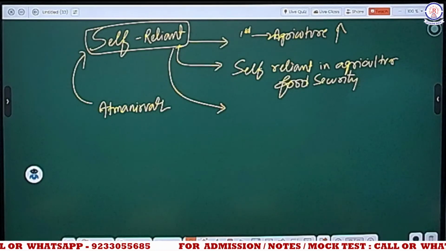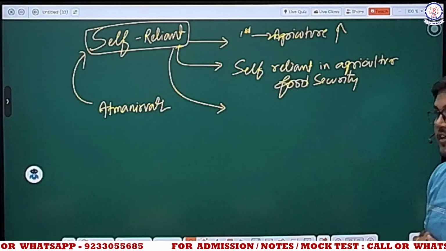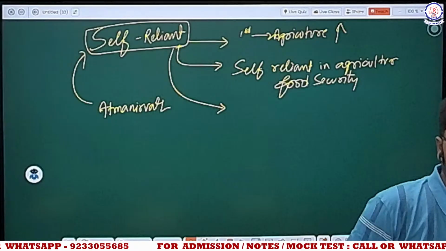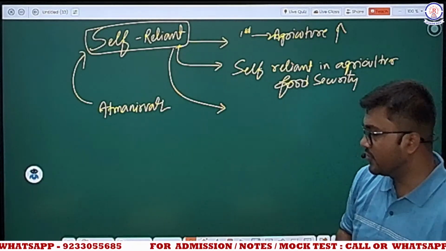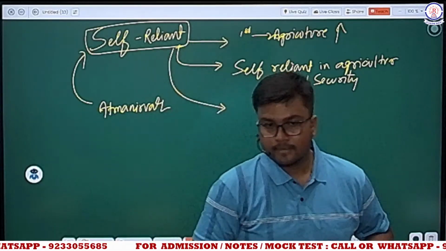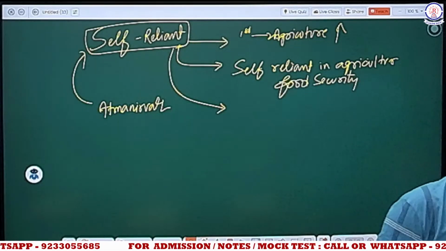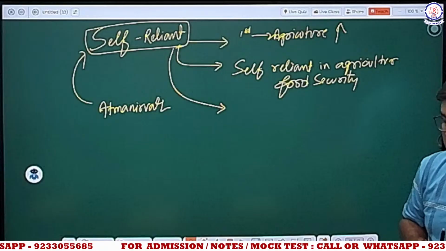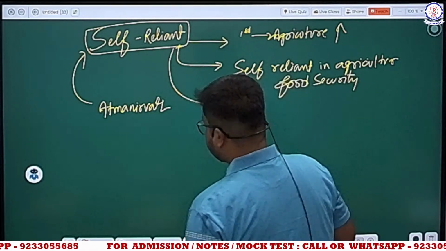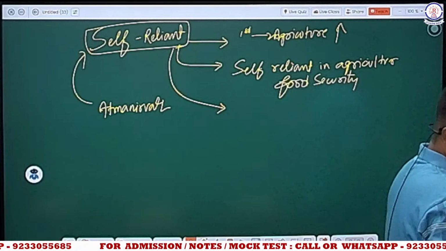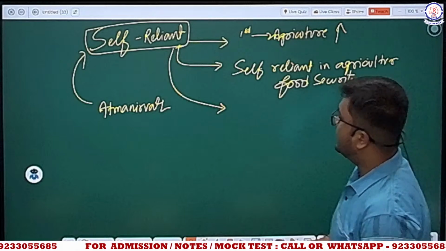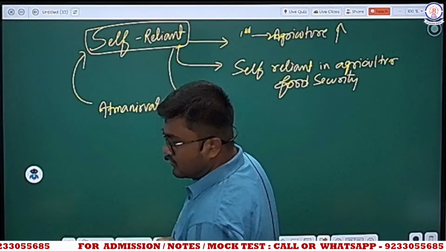Because of that, mainly, the Indira Gandhi government started the Green Revolution program. Who was the scientific head behind the Green Revolution? Those who know, you can comment here also. MS Swaminathan. So, understood.